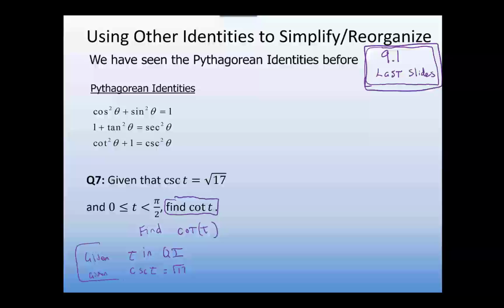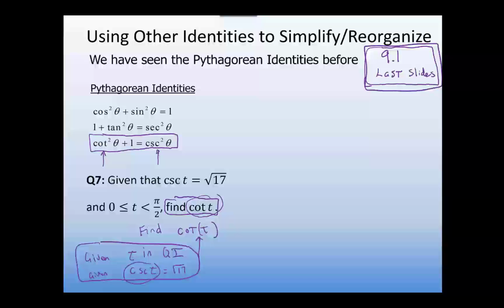And I want to use what I know to help me find something new. The only way that's going to happen is if I can create an equation or somehow find a connection between what I know and what I want. That's why it's important to memorize and know a lot of identities, because the more you have in your toolbox, the easier it is to come up with solutions. And here is an identity: cotangent squared theta plus 1 equals cosecant squared theta, and that connects the 2 pieces of information in my problem.